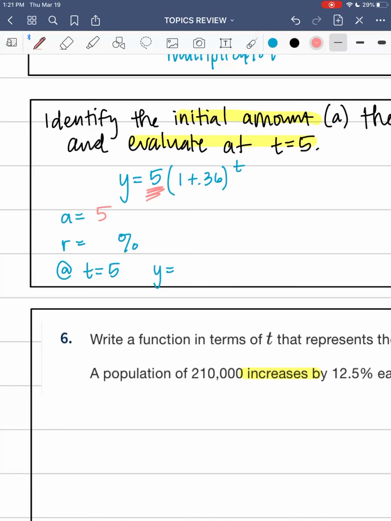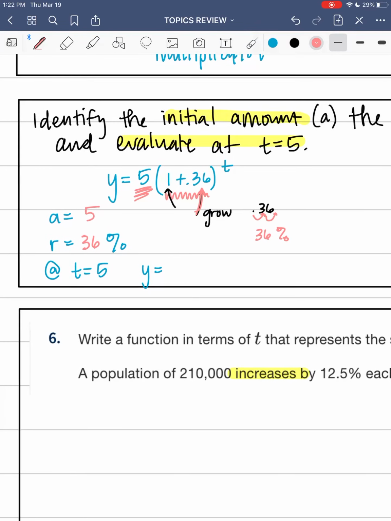The rate of growth, we have to look on the inside. The 1 on the inside just makes it stay the same. The extra stuff, like the plus 0.36, is what's going to make it grow when we multiply it. So 0.36 is the growth factor. We want that as a percent, so we have to move the decimal point over 2 places. It ends up being 36%. So the growth rate here is 36%. You have to look at the extra stuff more than the 1. That'll be the growth factor.